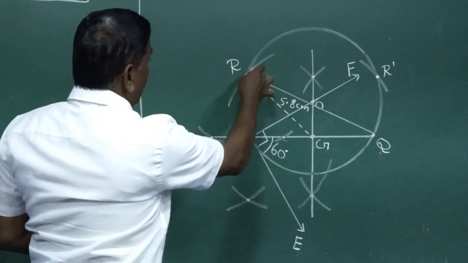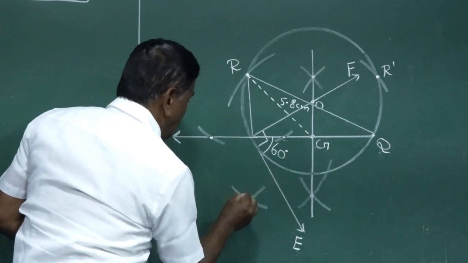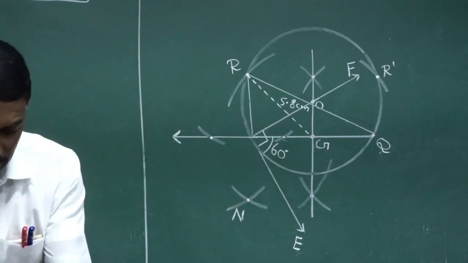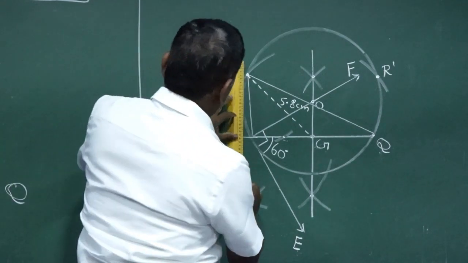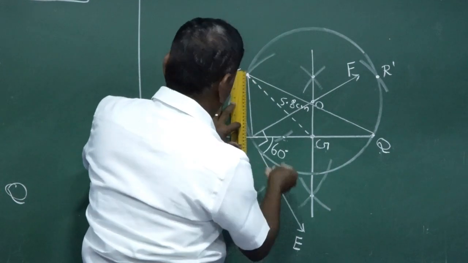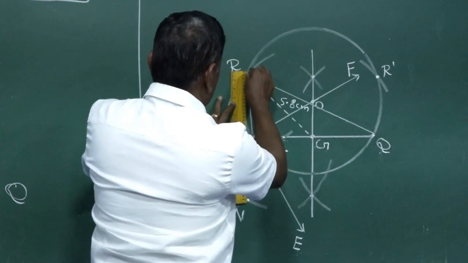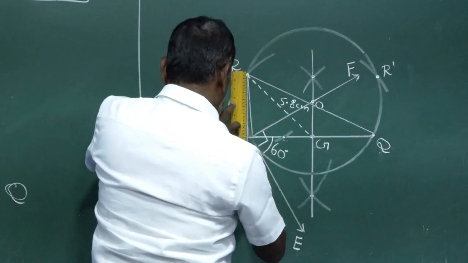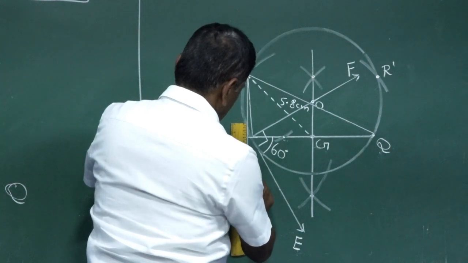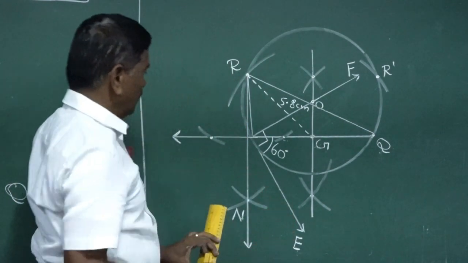Now join R and this point of intersection. Let this point of intersection be capital N. Now join RN using a scale. Extend RN downwards, which is one arrow.